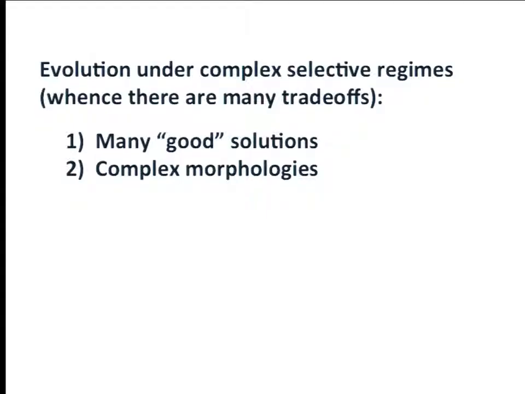So, evolution under complex selective regimes, where there are many trade-offs, there are many good solutions, and there are complex morphologies. And basically, if there are four things you have to satisfy to be successful, there are lots of strategies you can employ to meet those four requirements. So there's a case where trade-offs are actually generative, not limiting.